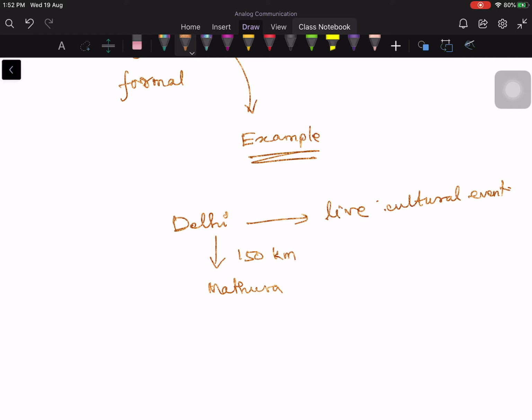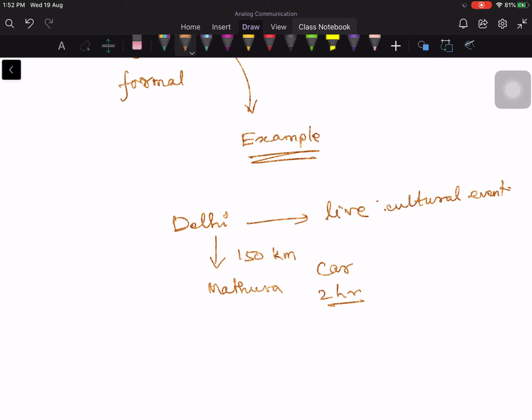So you have decided to attend the event and enjoy the live performance. Then what will you do? The obvious choice is you will take the help of a transportation vehicle. Let's say you hire a car. Maybe within 2 hours you can reach. The vehicle will carry you from the source city, that is from Delhi, to the destination city.